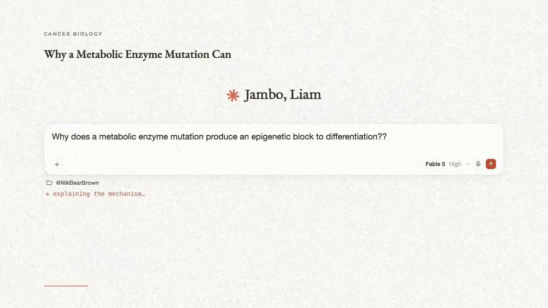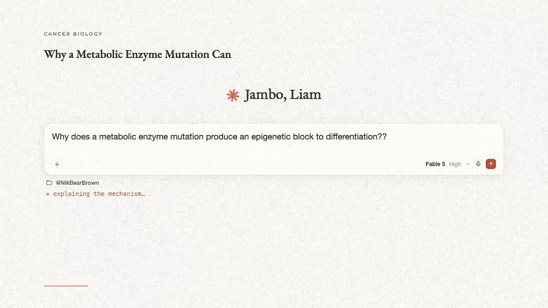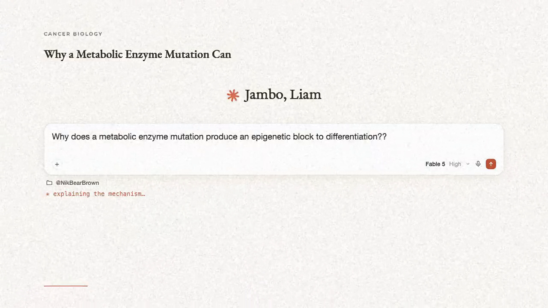Why does a metabolic enzyme mutation produce an epigenetic block to differentiation? Can you explain it, bear?